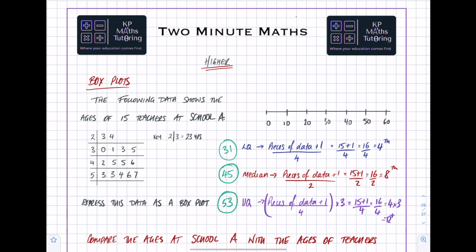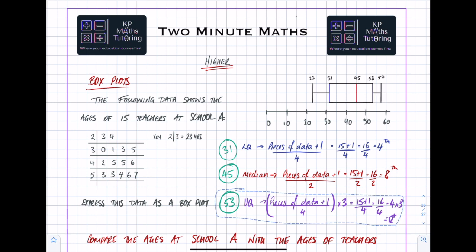Once you've got these, you know your lowest value is 23, you know your highest value is 57. You can put it onto a box plot like this here. So 23 being my lowest, 57 being my highest. You can see here the blue one there is 31, the red one there is 45, 53 is my upper quartile. That's what my box plot would look like. Okay, so you're taking those pieces of data from here, putting them on here.